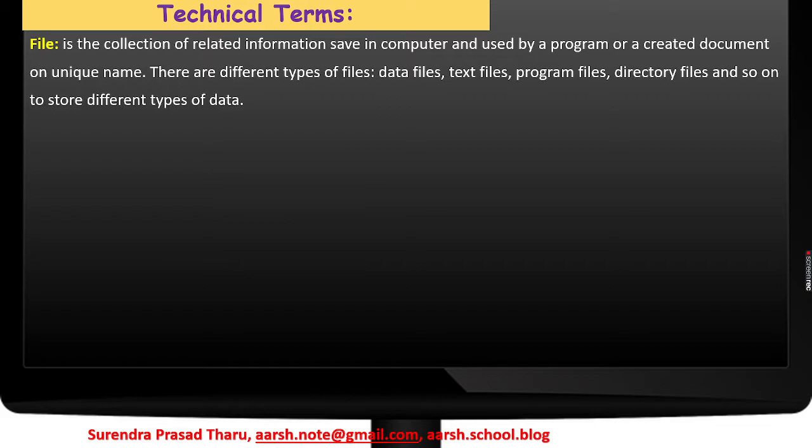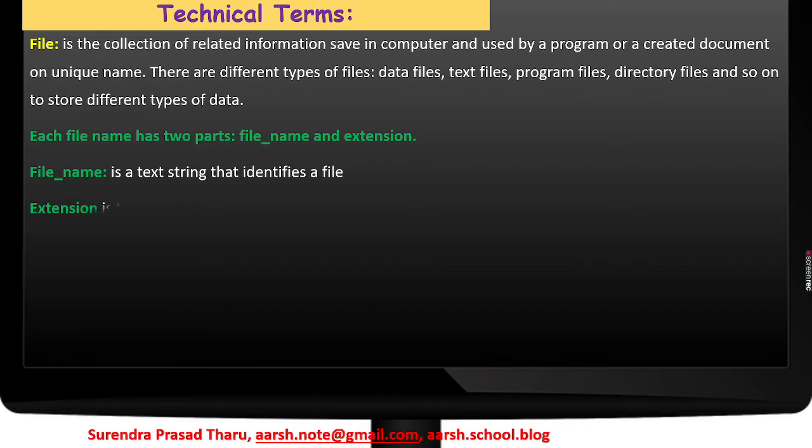Like Microsoft Word, that is a Word document, Word file or text file, and there are also data files, program files, directory files, and maybe others like photo, audio and video files. So these are all different files. They are categorized according to the particular application software, and each file name contains two parts: first the file name, and another the extension.